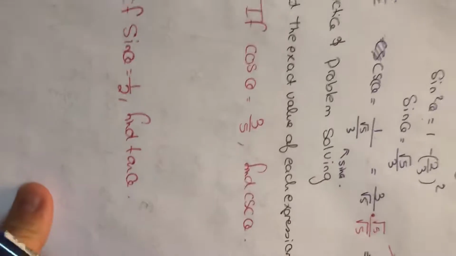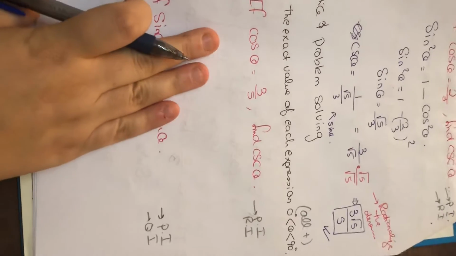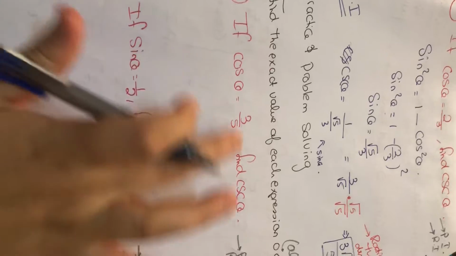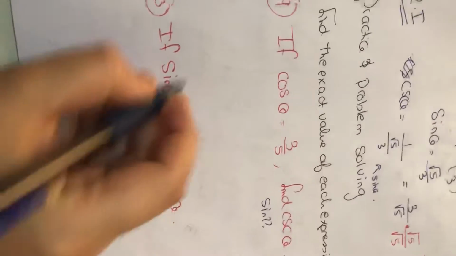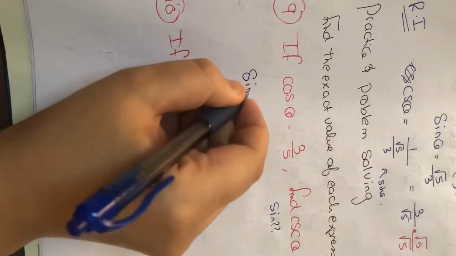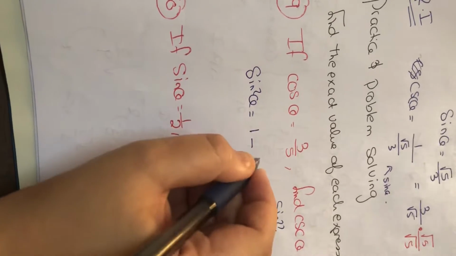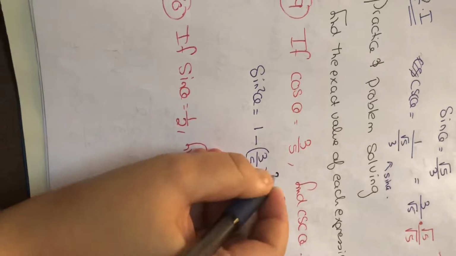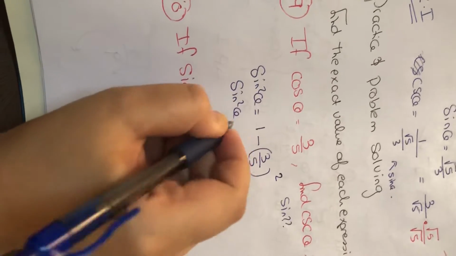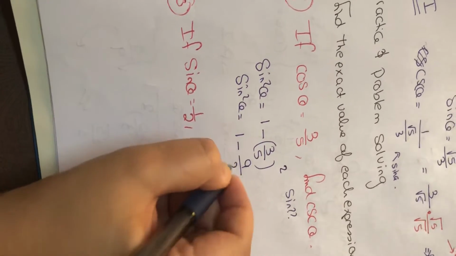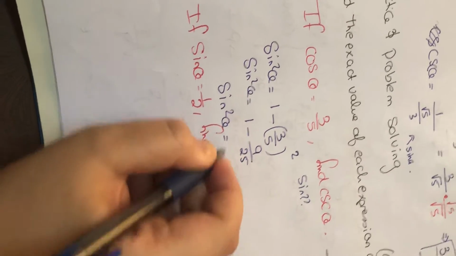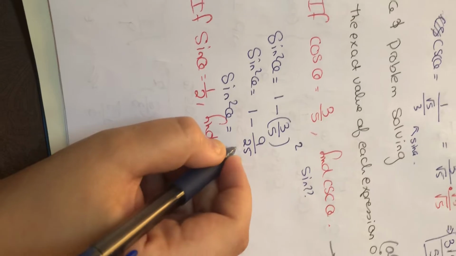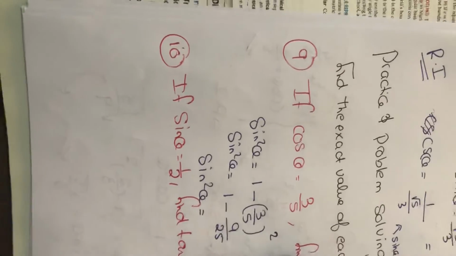Here it says, again, if cosine theta is equal to 3 over 5, I want cosec. Again, there's nothing to relate these two. I need to know what sine is. To know sine, I will do sine squared theta equals 1 minus 3 over 5 squared, or sine squared theta is equal to 1 minus 9 over 25, or sine squared theta is equal to 16 over 25.